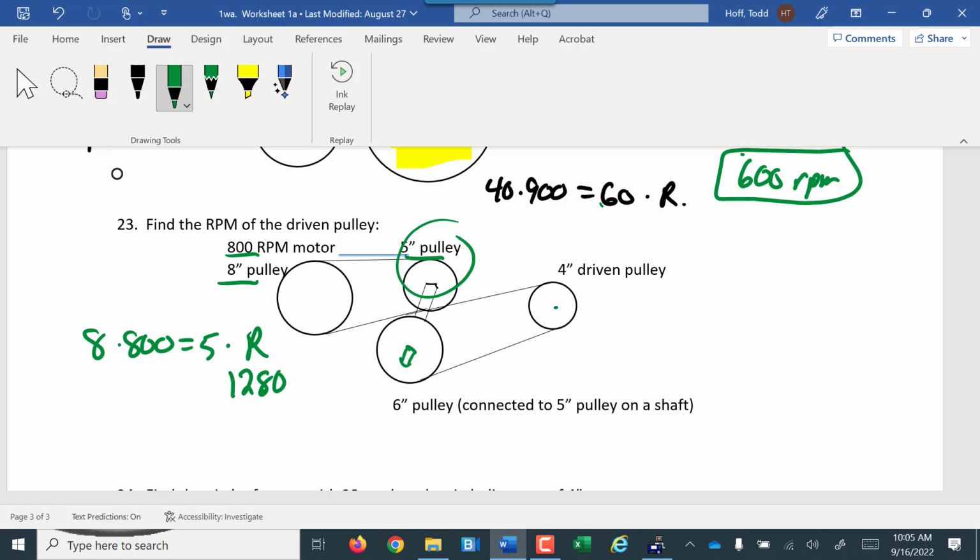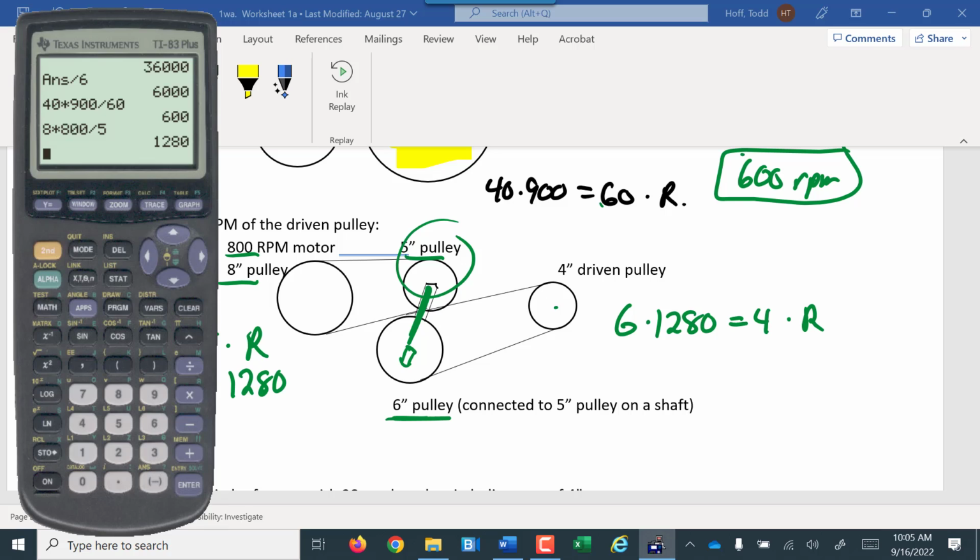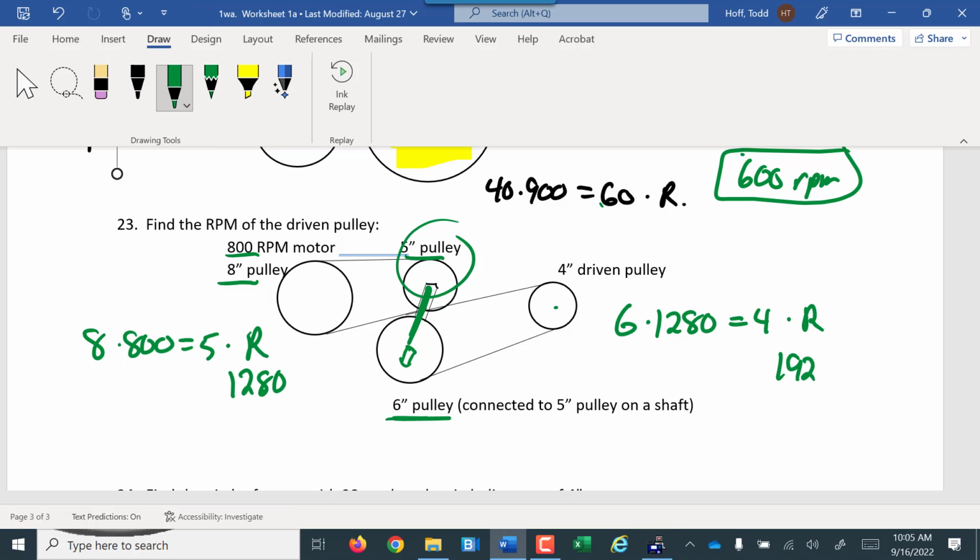Now to go to the next pulley, we use the 6-inch pulley times the 1,280 RPM because they're on a shaft. The 5 and the 6-inch pulley will have the same radial speed, same RPM, equals what? 4 times whatever that RPM is. So what do we do? Then divided by 4. Good. 1,280 times 6 divided by 4 gives us 1920. Any questions there? So because there were 2 pulleys here connected on a shaft, it did affect the final speed.